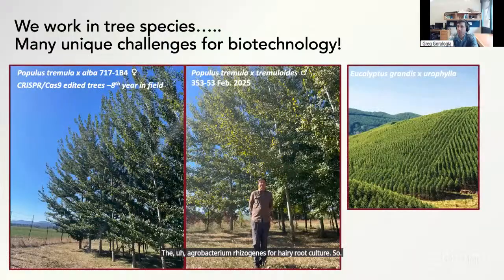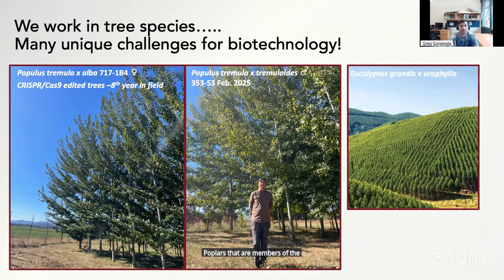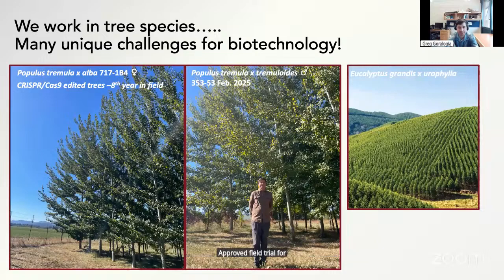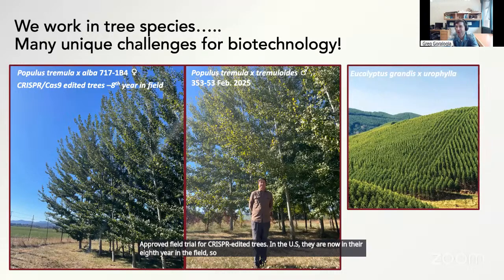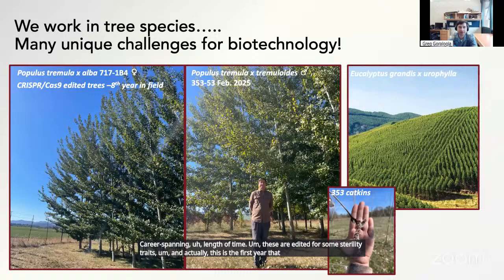So in our group, we work mostly in trees, and that includes predominantly poplars that are members of the genus Populus. Here I'm showing you hybrid poplars, but we also work in some really challenging species like eucalypt hybrids. To my knowledge, this is the first approved field trial for CRISPR-edited trees in the US. They are now in their 8th year in the field, so it's kind of a career-spanning length of time. These are edited for some sterility traits, and actually this is the first year that we've gotten some flowering from some of these, so we can actually phenotype them.